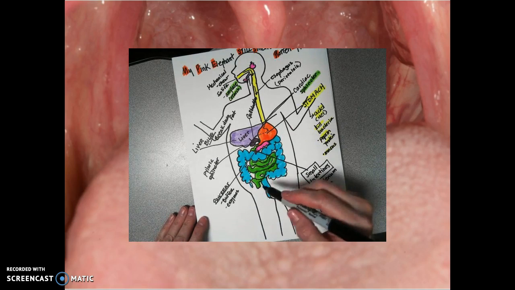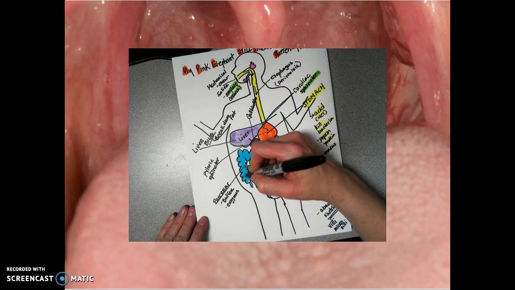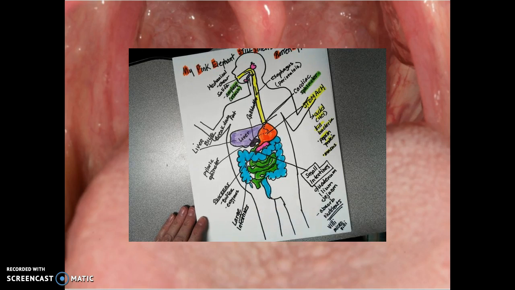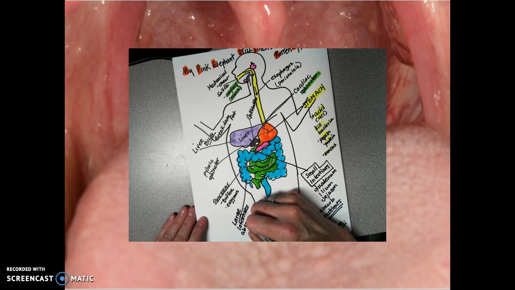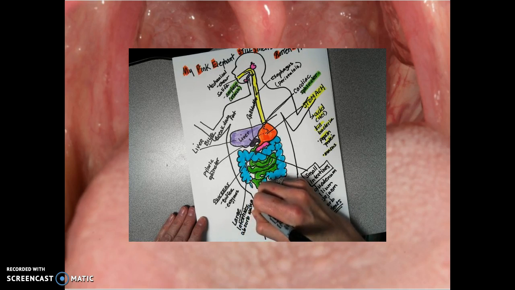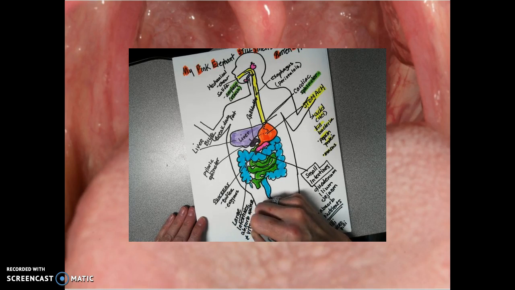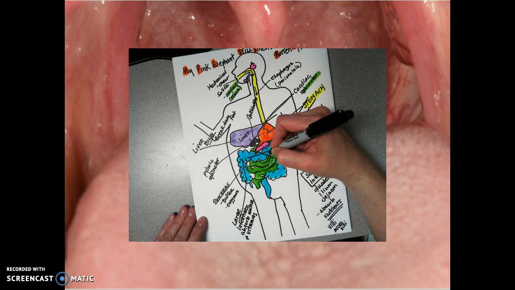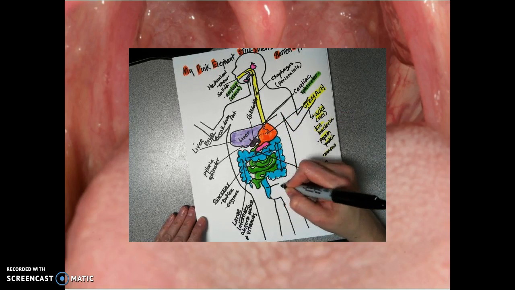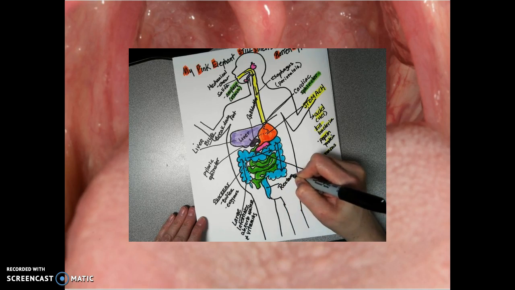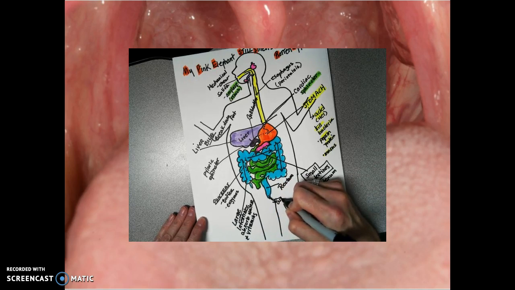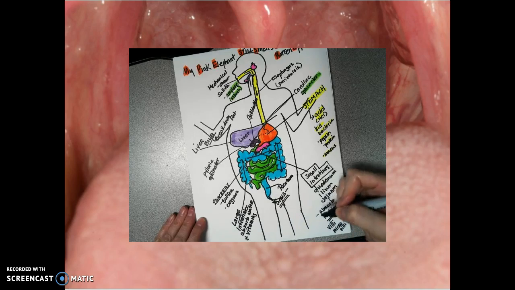From there it goes into the large intestines right here, the blue. And the primary purpose of that is to absorb water and vitamins. And finally it makes its way, this is the ascending colon, the transverse colon, the descending colon. It makes its way into the rectum, which basically is a storage place for poop. And down at the bottom here is the anus, and that's going to be your exit. And yes, there is also an anal sphincter.